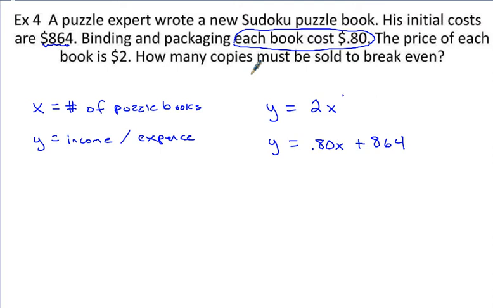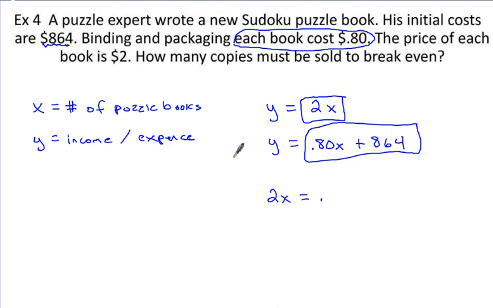Okay, guys, what do we do with these two amounts since they're both y equals? Set them equal to each other. It's the same thing every time. You set them equal to each other. Perfect. 2x equals 0.80x plus 864. Good.